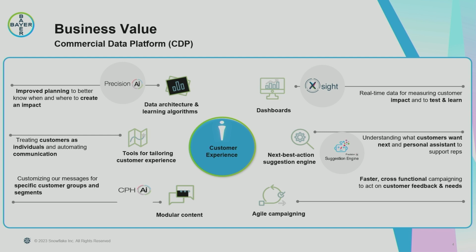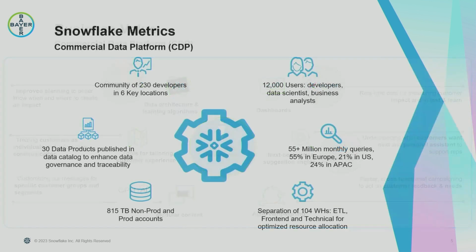Another one is the suggestion engine, with a personal assistant to guide the sales force through complex information with customized, effective, and personalized content to reach the right customer at the right time, through the right channel, with the right content. Understanding what the customer wants next, and a personal assistant to support reps. Faster cross-functional campaigns to act on customer feedback and needs.